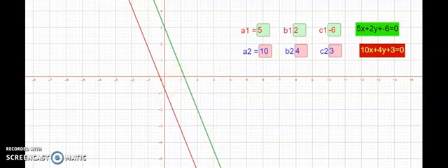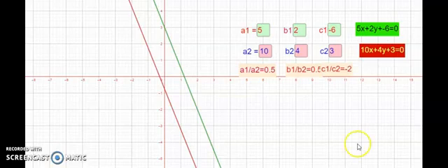So let us just note down the ratio of the coefficients a1 by a2, that is 5 by 10, which is 0.5 in this case, and let us even note down the ratio of b1 by b2, which is also 0.5. So let us check the ratio of c1 and c2. Here c1 by c2 is minus 2. What do you observe, children? a1 by a2 is same as b1 by b2, but the ratio c1 by c2 is different from these two. So in this case, we can observe that the lines are parallel.